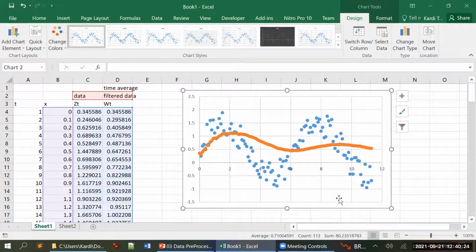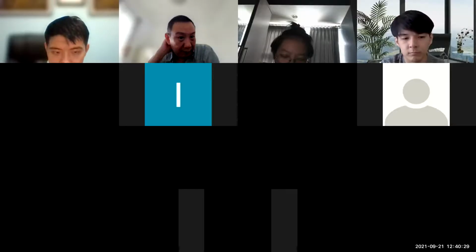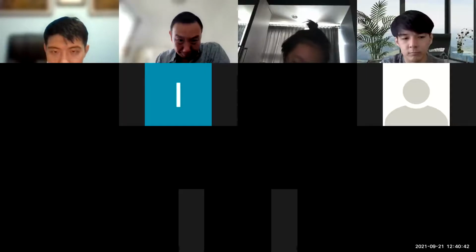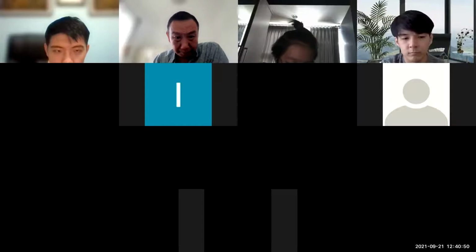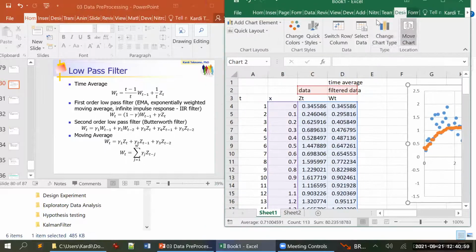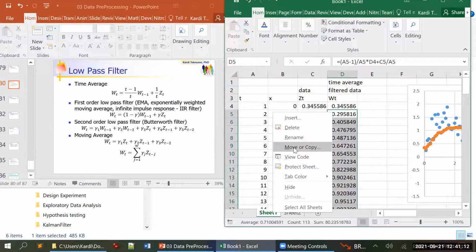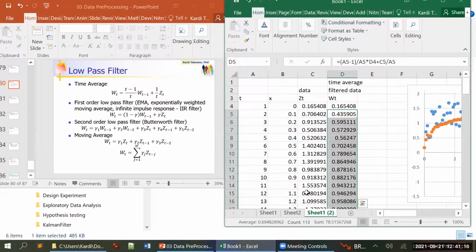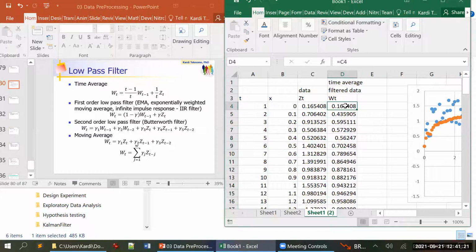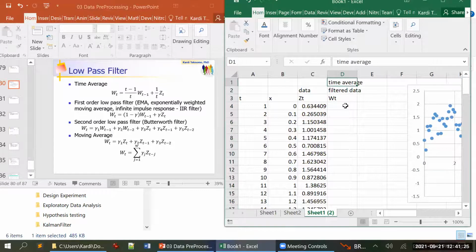So let's try the second one, using EMA. If you want to use EMA, you need to set a parameter lambda. Let me copy this sheet to the end, and then I will just delete this. Instead of time average, I will use EMA.